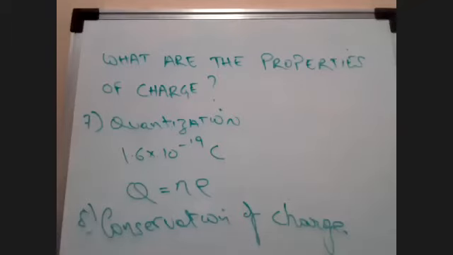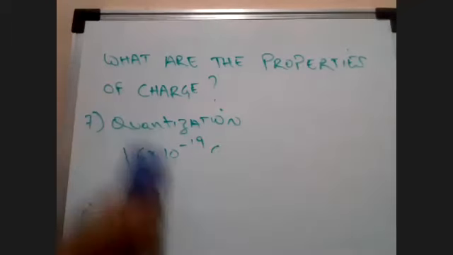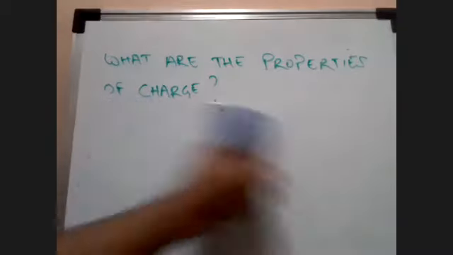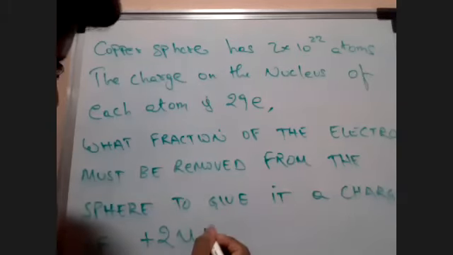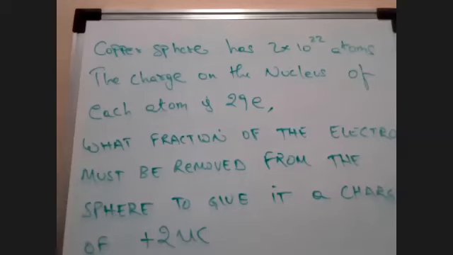Let's look at two numericals. The first numerical: I'll read the question again. A copper sphere has 2 into 10 raised to 22 atoms. The charge on the nucleus of each atom is 29 E. What fraction of the electrons must be removed from the sphere to give it a charge of plus 2 microcoulombs?